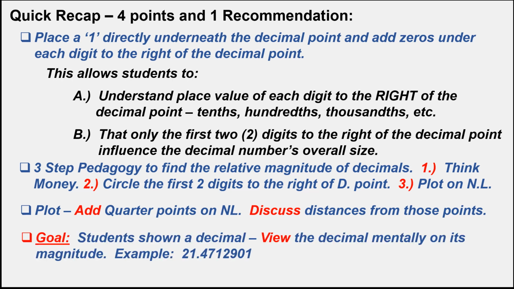Point 4. Our goal, that when students are shown a decimal, they view that decimal mentally based on its magnitude. Example, 21.4712901. How big is this? Well, it's about $21.47 or 21 47 hundredths. Between what two whole numbers is this decimal? Between 21 and 22. Distances away from those whole numbers? From 21, it's about 47 hundredths, and from 22, it's about 53 hundredths.